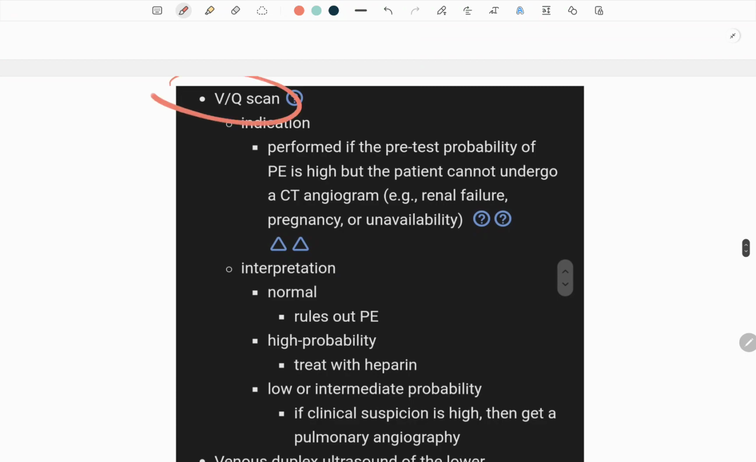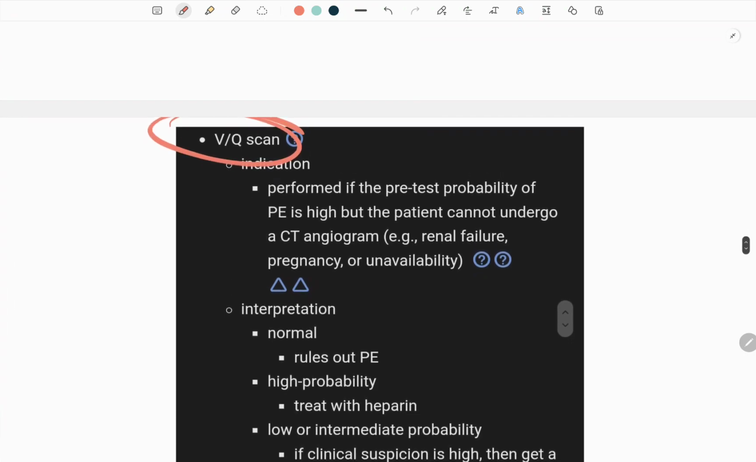Let's talk about the VQ scan. What are the indications of a VQ scan? It is performed if the pre-test probability of pulmonary embolism is high, but the patient cannot undergo CT angiogram. Who are the patients who cannot undergo CT angiogram? Those are renal failure patients, pregnant patients, or if there is unavailability of CT angio. And most commonly, what you're going to be tested on in your exams would be pregnancy.